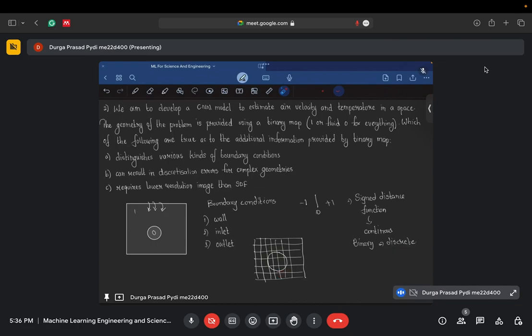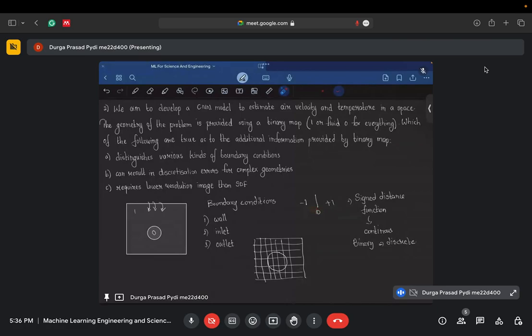But when you use the signed distance function, it calculates the distance from the boundary to that particular pixel, so it will give you some value. Say if you have more percentage of fluid, then it will give you a value closer to 1. If it is more inside the solid, then it will give you a value close to -1. If it is on the fluid side, it will be somewhere between 0 and 1. If it is inside, it will be somewhere between -1 and 0.